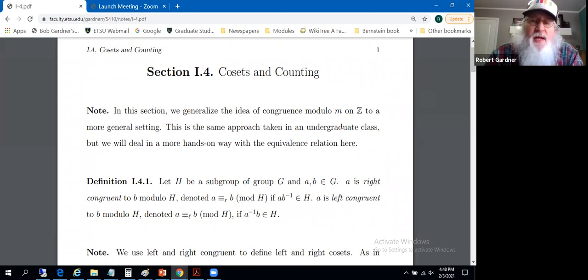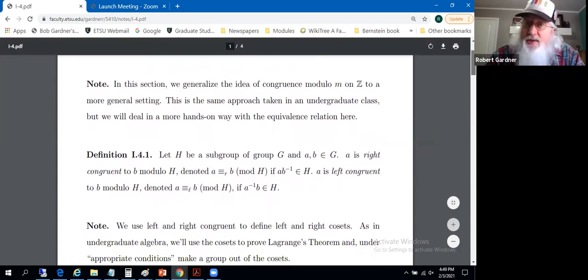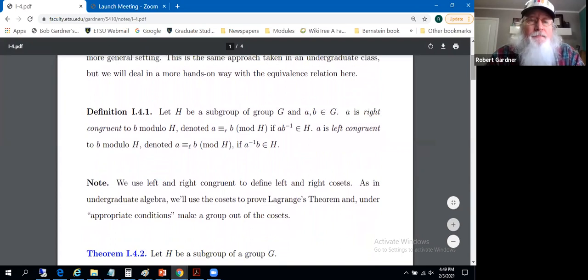The same approach is taken in the undergraduate class, but we'll deal with it in a little more hands-on way with an equivalence relationship. In the undergraduate class, you usually approach this by starting with a homomorphism between groups and looking at the kernel of a homomorphism to get a normal subgroup. We'll end up all in the same spot. But we're going to deal with a congruence relation modulo a subgroup. And so we'll start there.